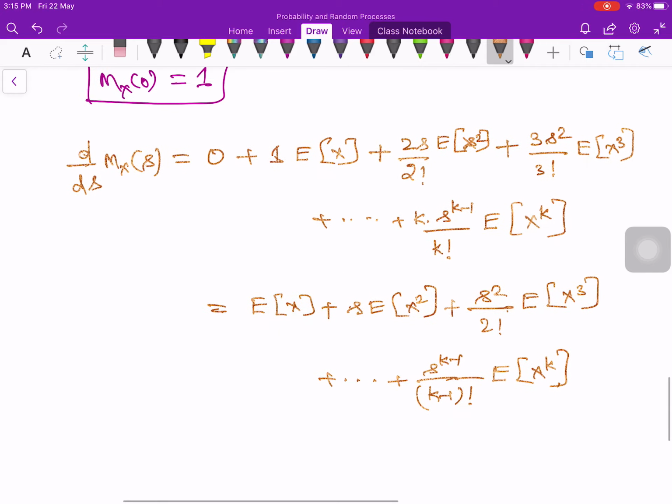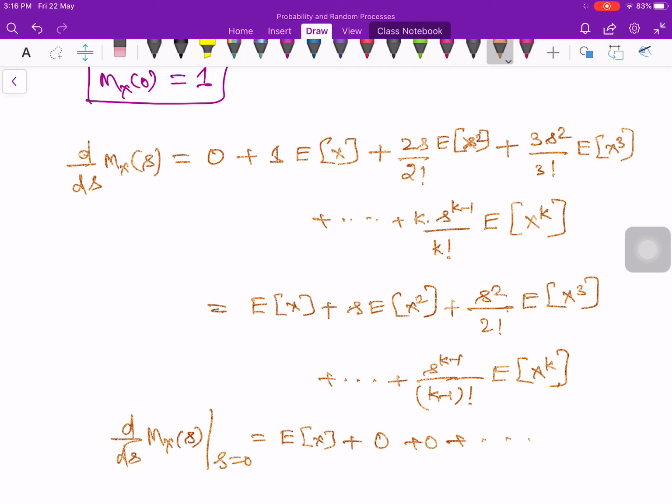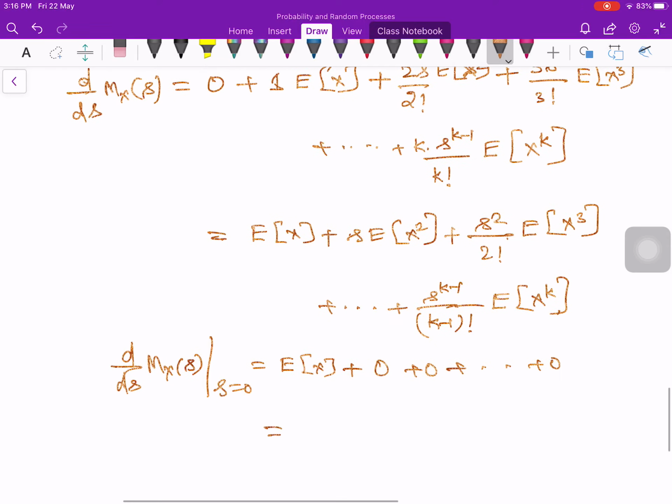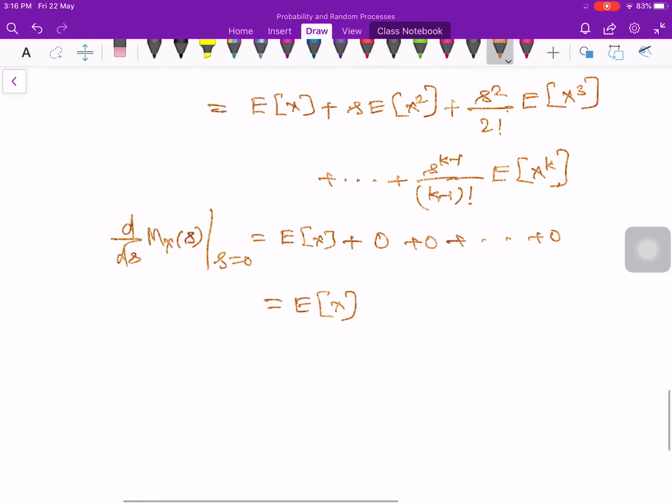So now substitute s equal to 0 in d by ds of M_X of s. What will happen? The first term will come as it is, E of X, and the second term is going to be 0, the third term also going to be 0, and all the other terms will become 0. So finally you'll get E of X. What is this E of X? E of X is the mean of the random variable. Therefore the first moment will give you the mean: you take the moment generating function, differentiate with respect to its parameter s, and then substitute s equal to 0.